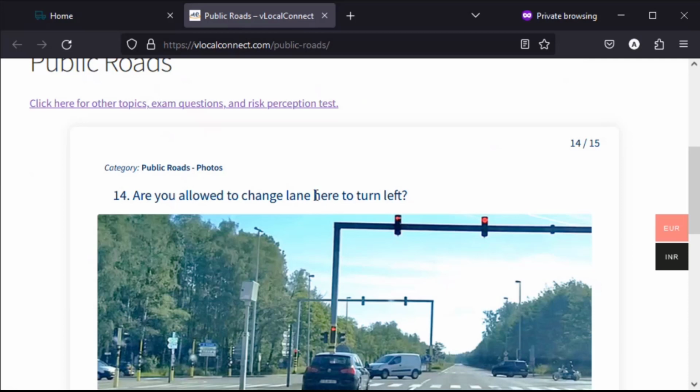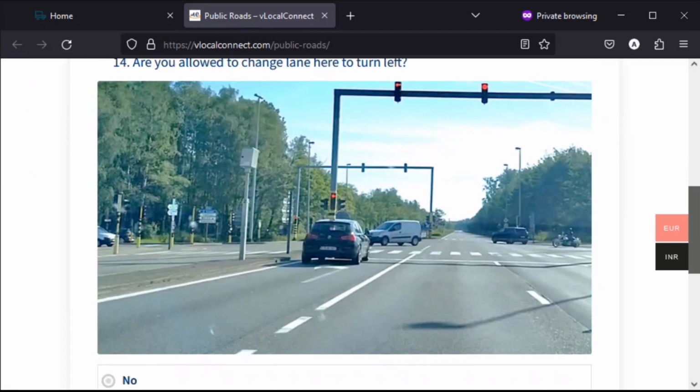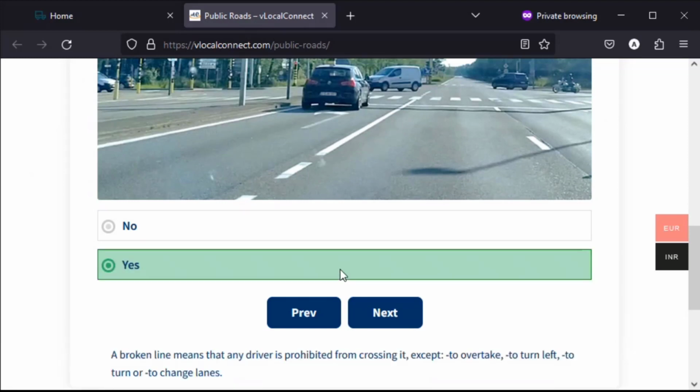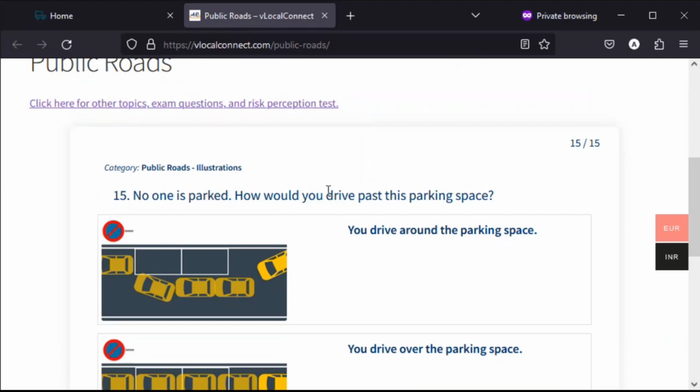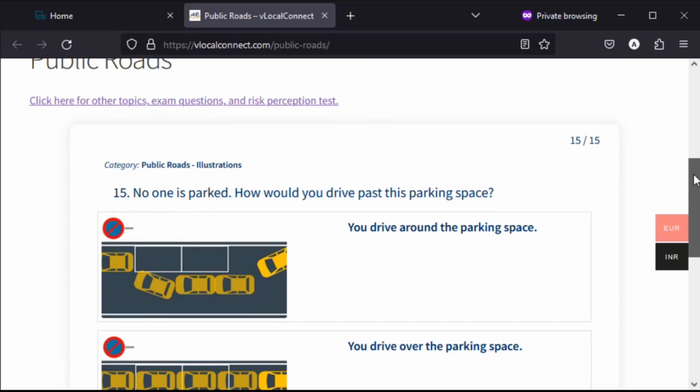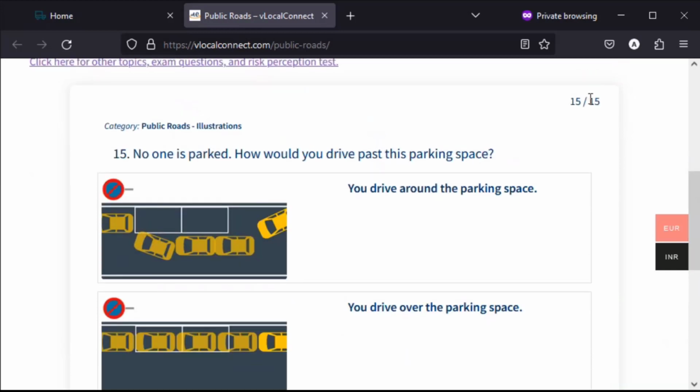Are you allowed to change lane here to turn left? Yes, because you're still on the place where there are broken lines, and changing lane here is allowed. Yes. So next, no one is parked. How would you drive past these parking spaces? So as you see, this is the last question, right? But once done, you can restart this exam to have a different set of questions, because every time it gets selected from a pool of questions. Every time you get 15 questions, which comes from a bigger pool.